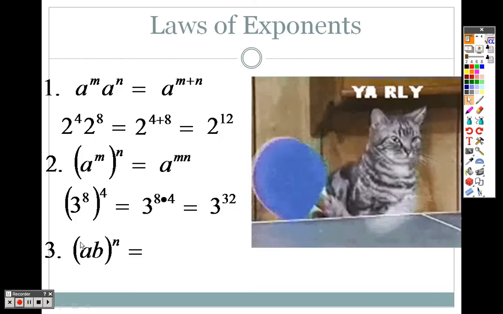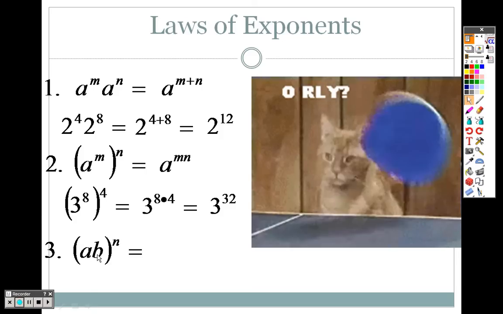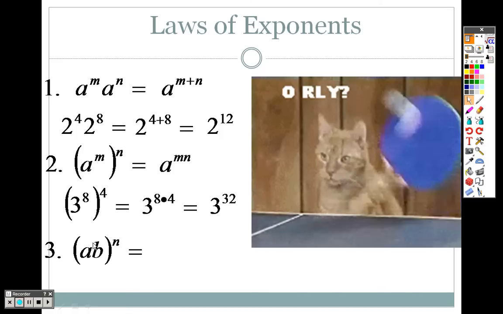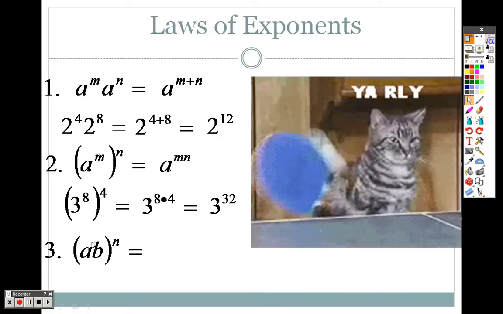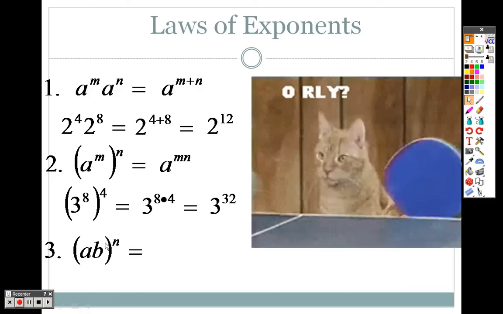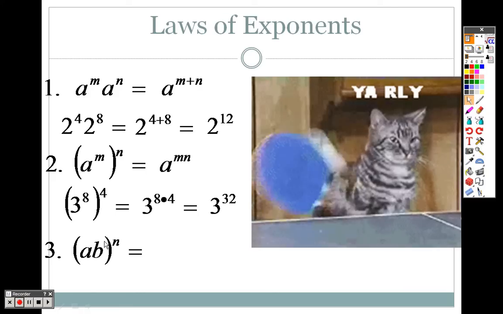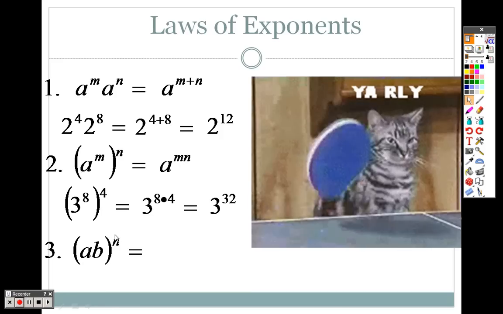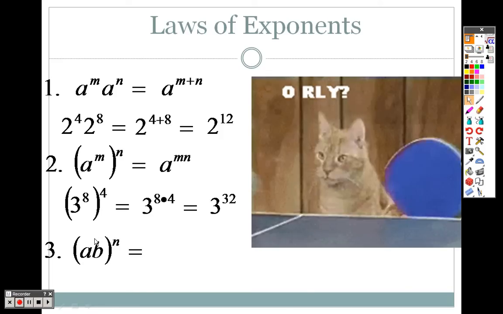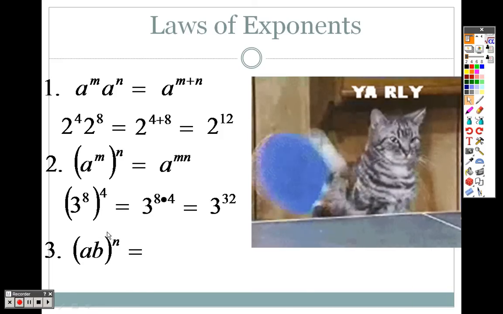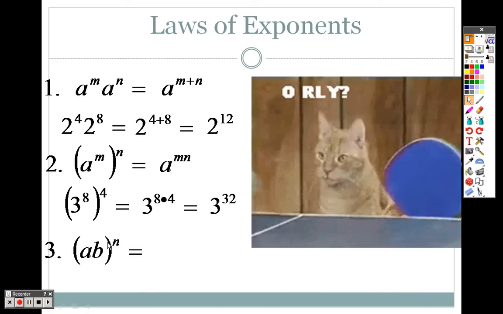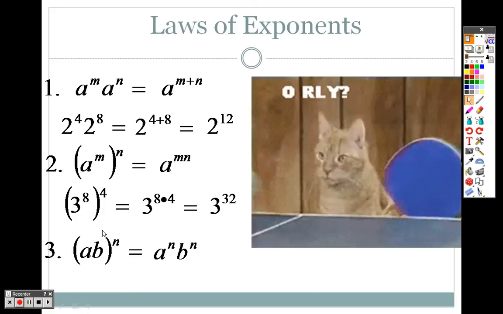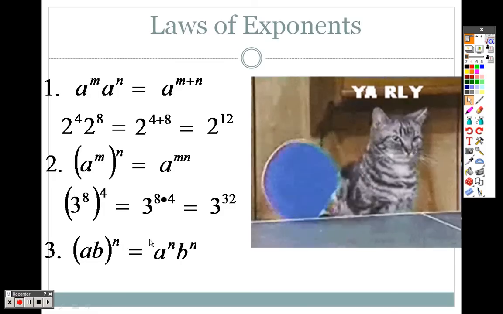All this in parentheses, a times b to the n. Well, keep this in mind. There is an exponent here. This exponent here is like saying a 1. So really I'm taking that n and multiplying it through to both. n times that 1 above there is n. So really this is a to the n, b to the n. You're just multiplying that through to the exponent on top.